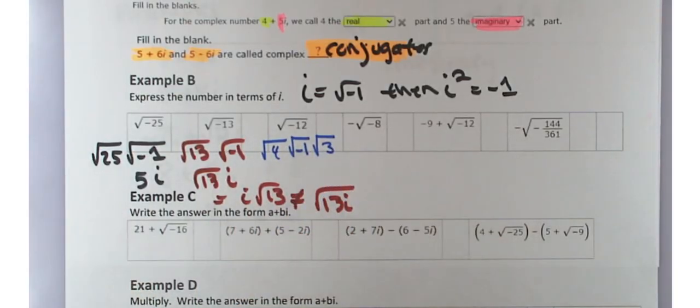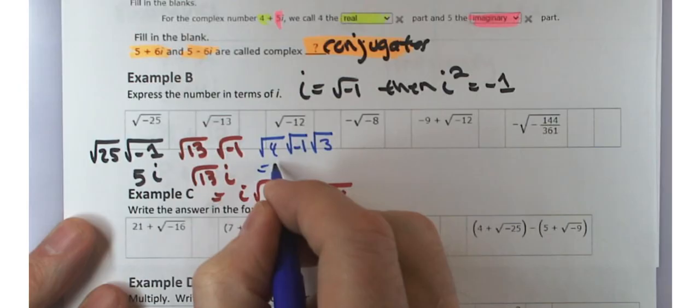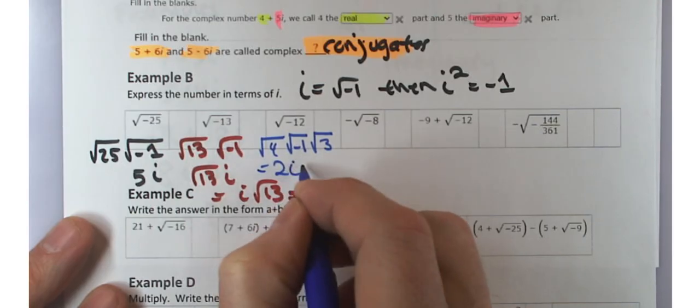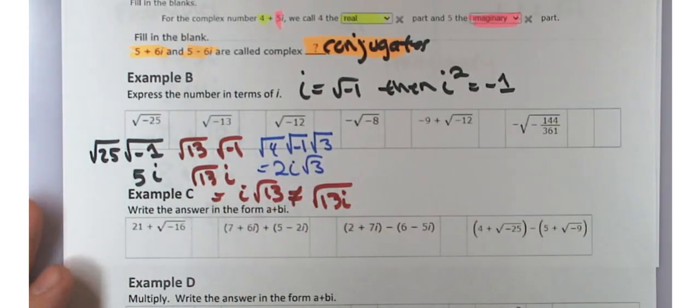3 is kind of like the leftovers. But 4 goes out in front because that's a nice perfect square. We can take the square root of 4, right? What's the square root of 4? 2. So this is going to simplify down to 2. What's the square root of negative 1 going to simplify to? i. Square root of 3. Wow. Well, that's cool.